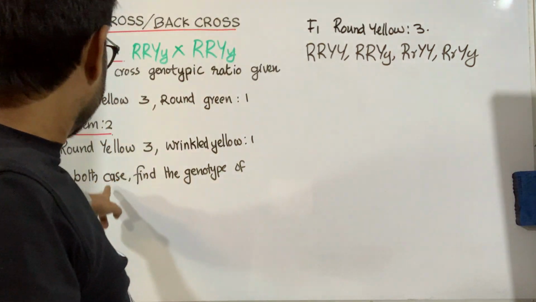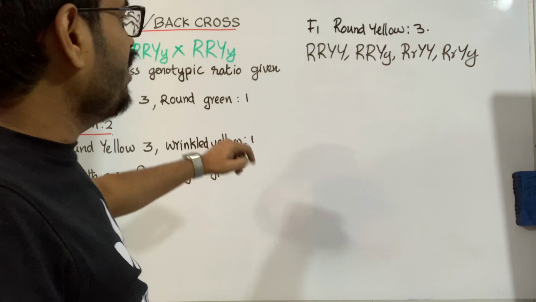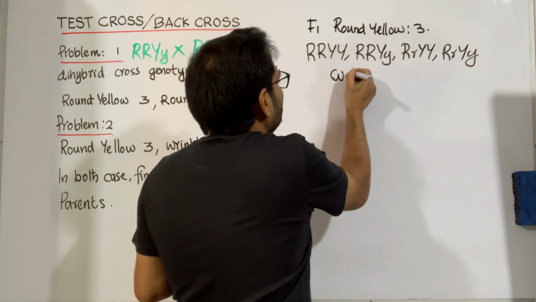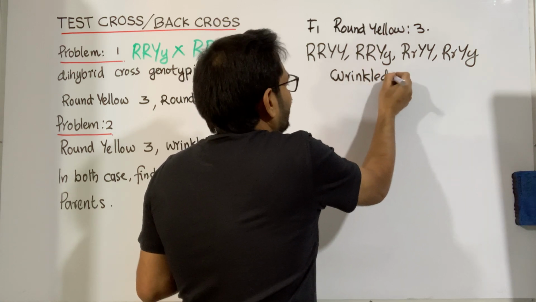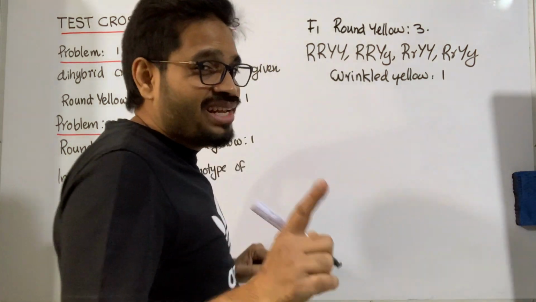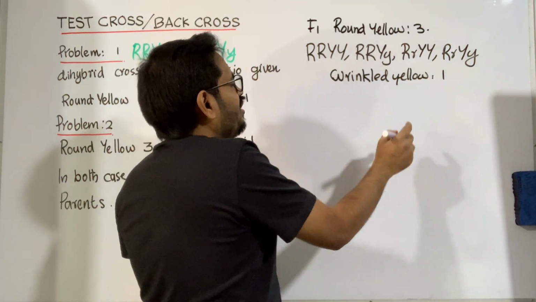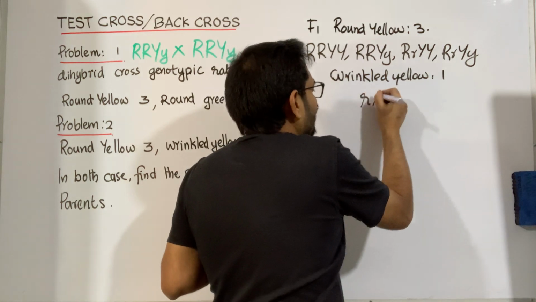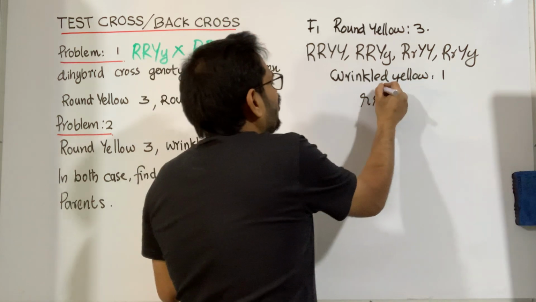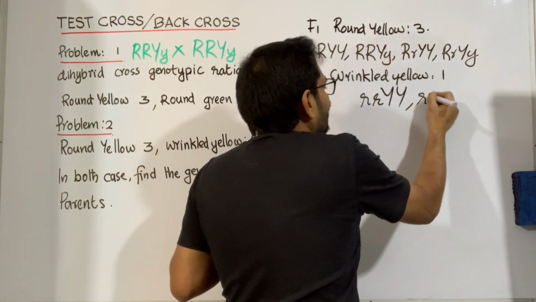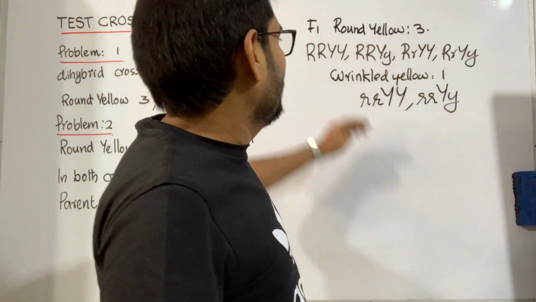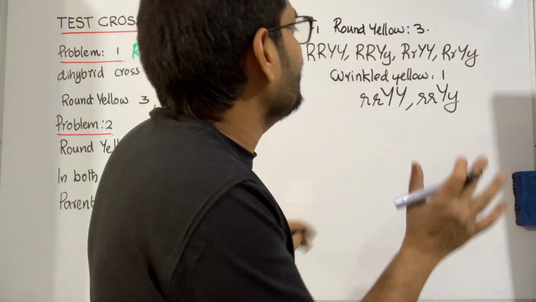Now the second is wrinkled yellow. The second offspring is wrinkled yellow, and that is 1. So in wrinkled yellow, there is a clue for us. In wrinkled, we cannot have capital R, as it is recessive. It must be small r, and yellow could be capital Y, or even capital Y, small y. So how do we proceed? This is what we are seeing in our mind before we start.